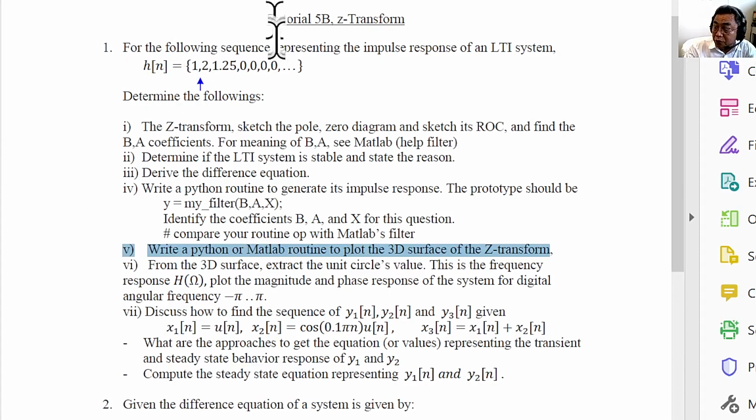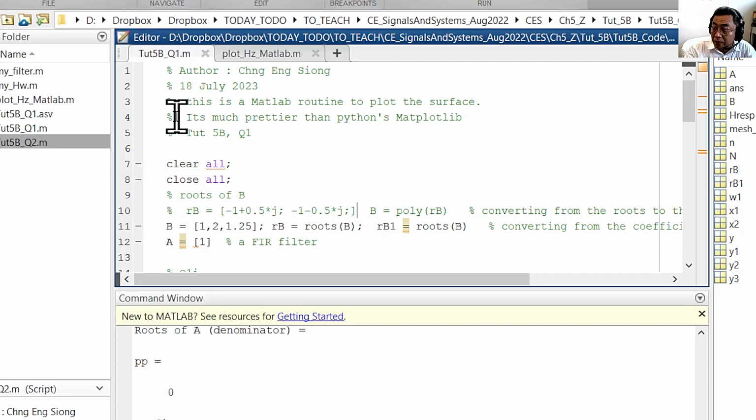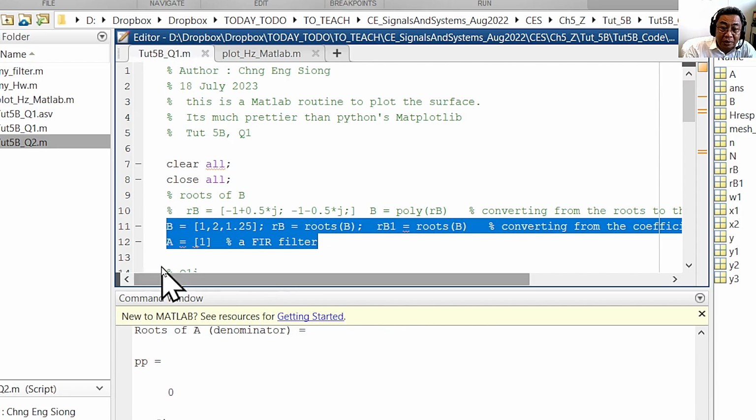Let's continue with tutorial 5b, question 1, part 5. Here we are asked to write a Python or MATLAB routine to plot the 3D surface. So let's begin. The answer to the code is given here, tutorial 5b, question Q1. The first thing we should do is to write down our b's and a's.